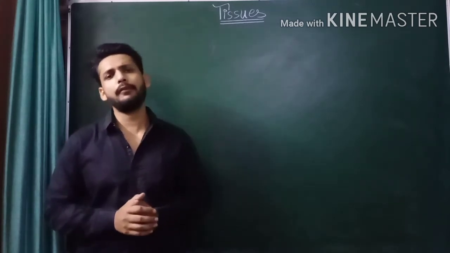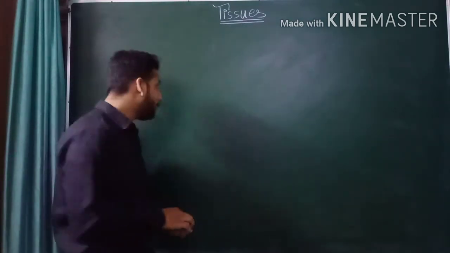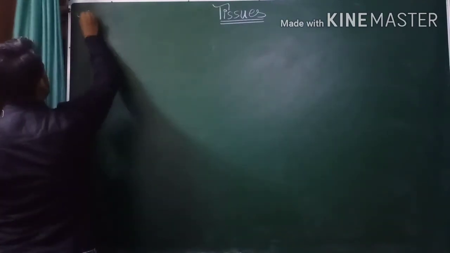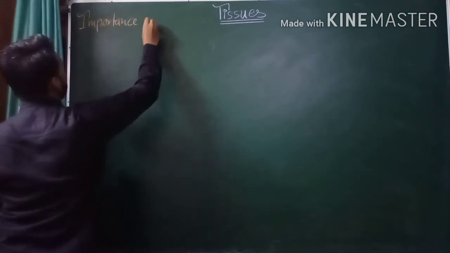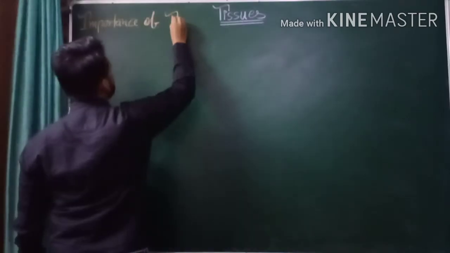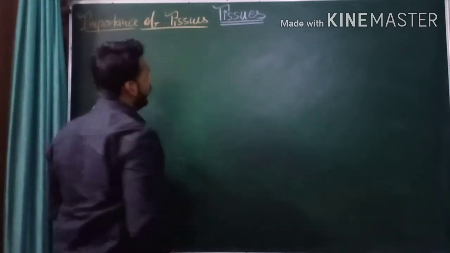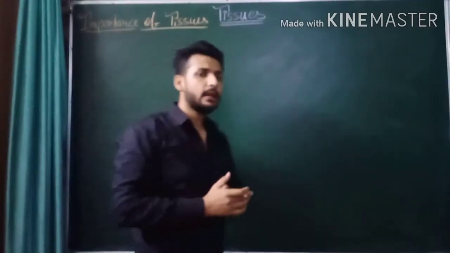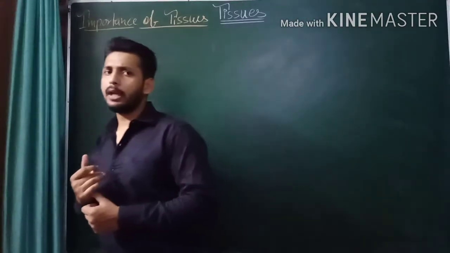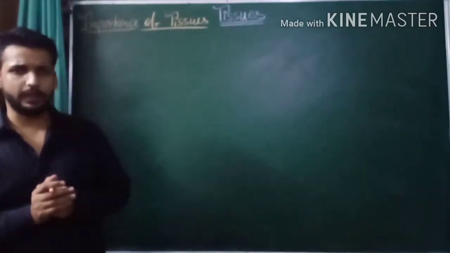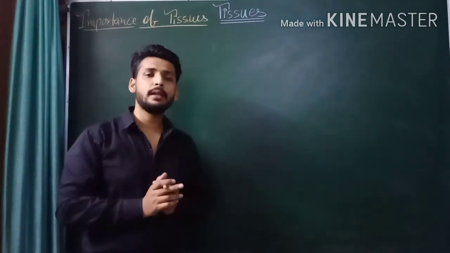In the last class we have studied about the division of labor and our next topic is importance of tissues. In this topic we will study why tissues are important to us. Like we know, tissues are present in multicellular organisms only. Unicellular organisms are made up of single cells and tissues are combinations of cells.